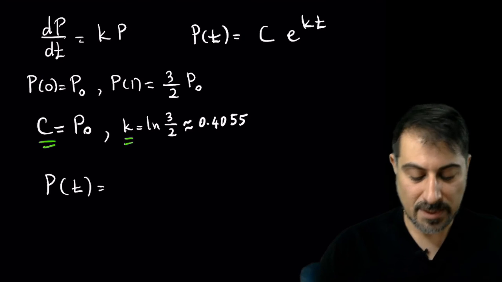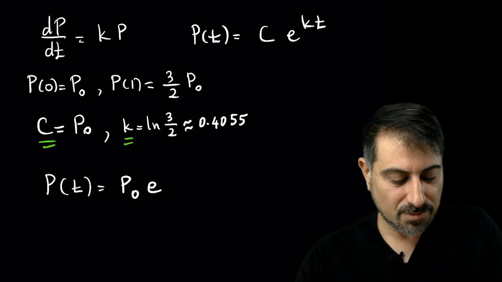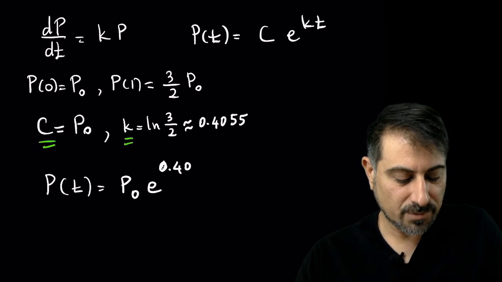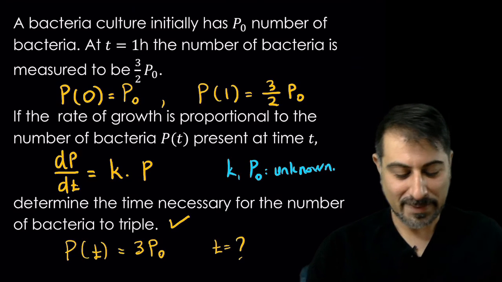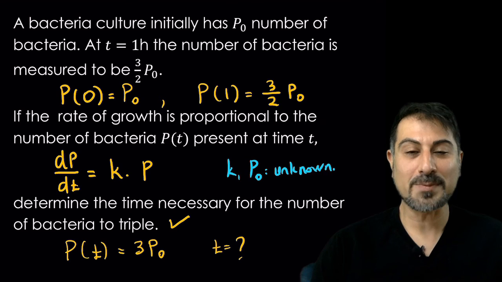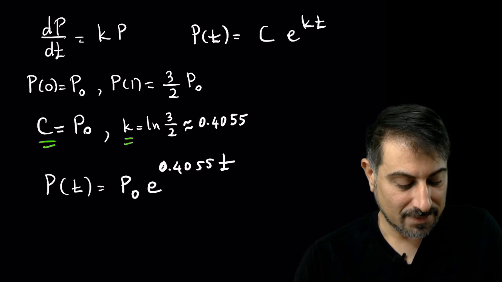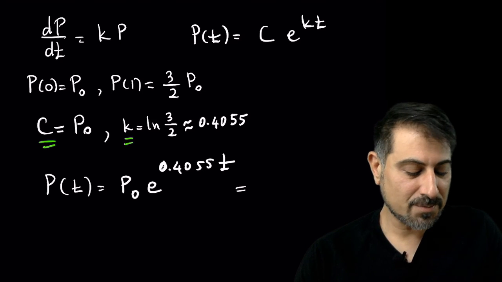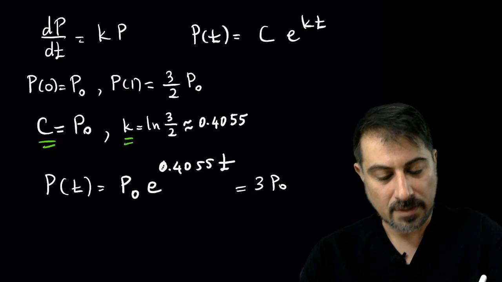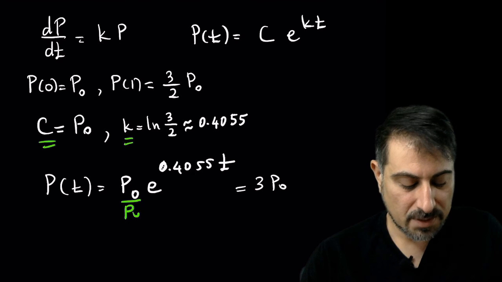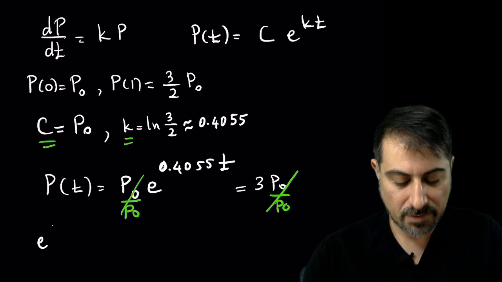So we have c determined, we have k determined, so we can rewrite the description of the bacteria population at any time t as p sub 0 e to the 0.4055 times t. Now we can go back to the last statement. We're going to try to find t for which p of t equals 3 times p sub 0. Let's set this equal to 3 times p sub 0. To find t, first let's divide both sides of the equation by p sub 0, so these are divided out.